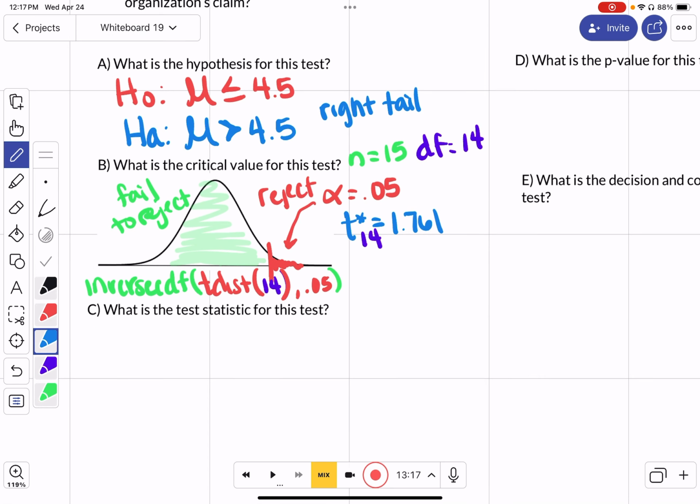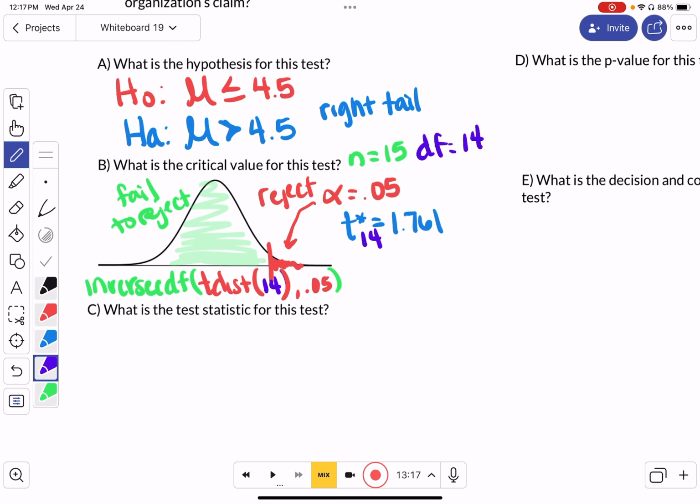To get the test statistic, which we call T, T is equal to my x bar minus the mean, the stated mean, the hypothesized mean, divided by the standard deviation over the square root of n.